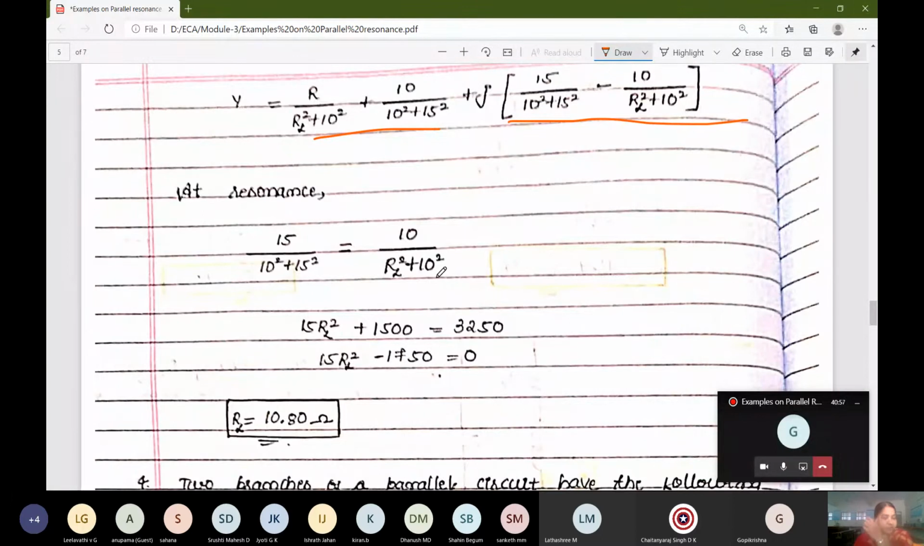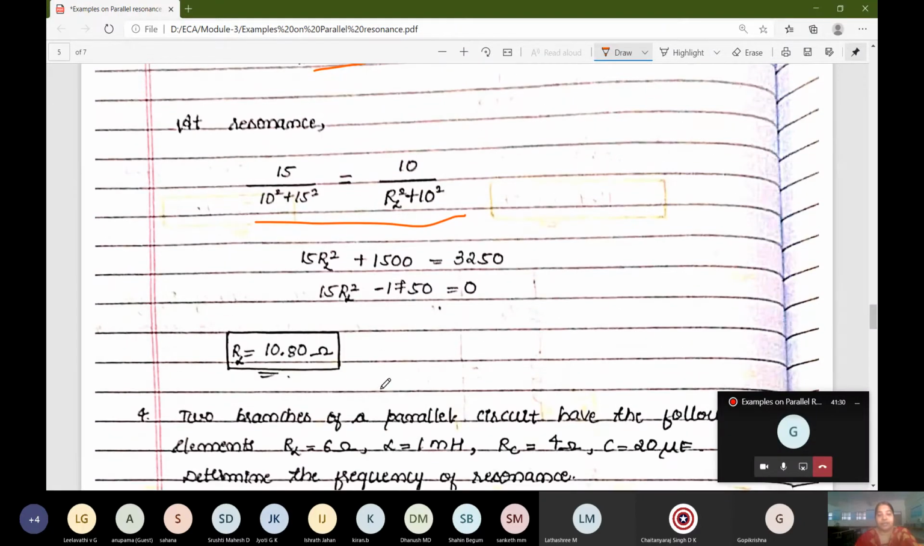The same steps. See, three different parameters we are finding. First we found out inductance. Next we found out capacitance. Now we are finding the resistance here. Resistance we will get directly. You do not require any omega or frequency. Just the equation we got, equate it. Okay. Cross multiply it, you will get 15 RL square minus 1750 is equal to 0. Just find out RL. RL is nothing but 10.80 ohm. Getting it? This is to find out the resistance.